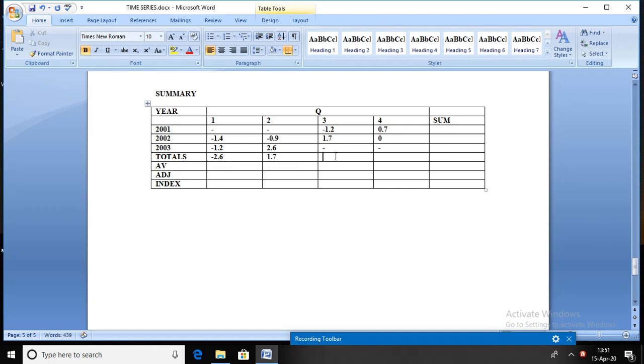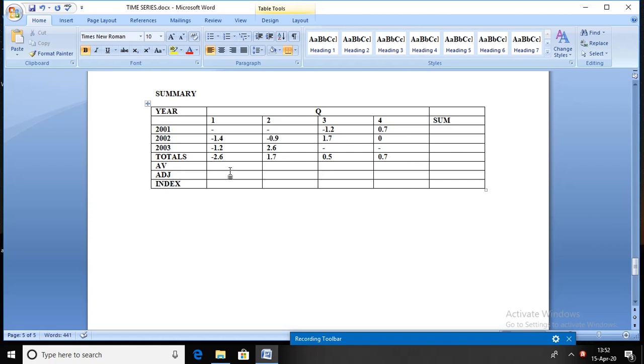There, the total will be negative 1.2 plus 1.7. The total should be 0.5. Then there, when you had that plus 0, that will remain 0.7. So the next thing you need to do is, because you have added the two values, for you to find an average, take the total divided by the two values that you've added.